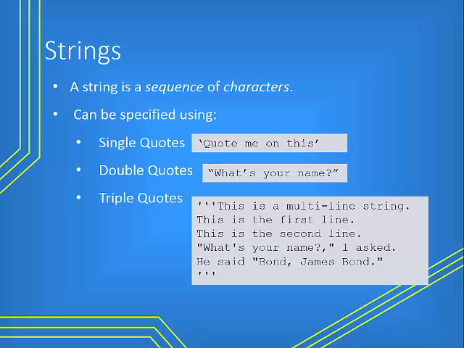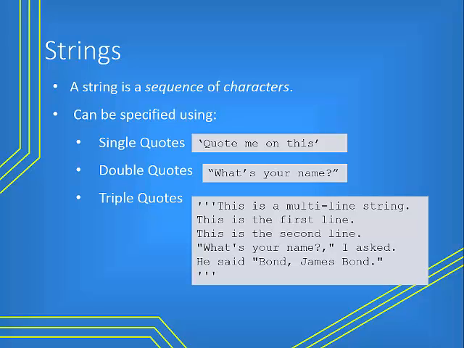A string is a sequence of characters. Strings are basically just a bunch of words. You will be using strings in almost every Python program you write. Single quotes can be used to specify strings such as 'quote me on this'. All white space, i.e. spaces and tabs within the quotes, are preserved as is. Strings in double quotes work exactly the same way as strings in single quotes. Here's an example: "What's your name?" The use of the single quote in "what's" necessitates double quotes so that Python will read it correctly.